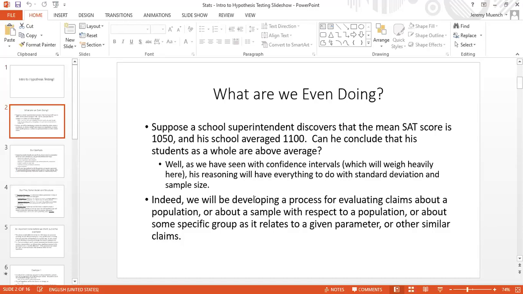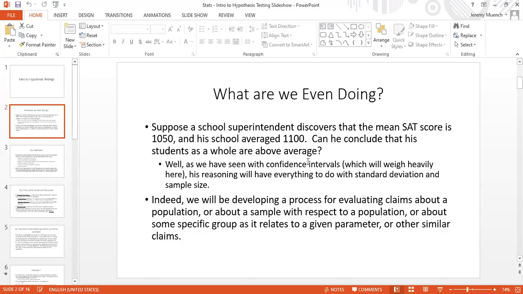And the thing here is that, as we've seen with confidence intervals, which are very, very tightly tied to what we're doing here, we'll see as we go on through this that confidence intervals are extremely close to hypothesis testing. Confidence intervals give us some insight into what's going on here. So can he conclude his students as a whole are above average? Well, there is nowhere near enough information in this statement. There is nothing like enough here.